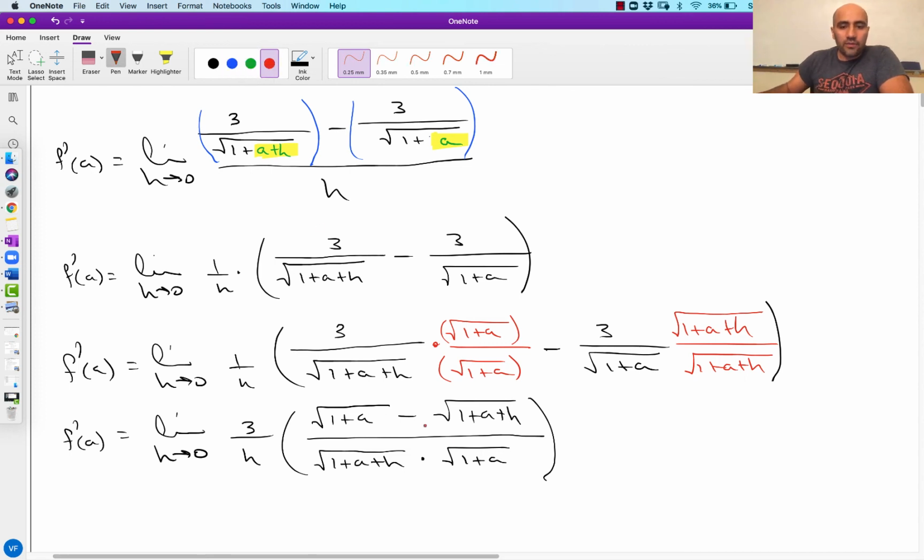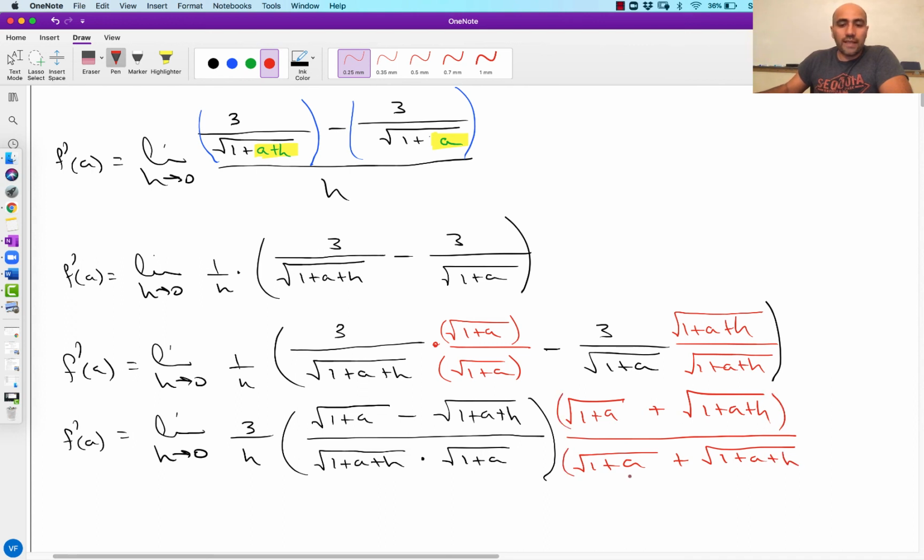So we're going to multiply the numerator and denominator by the square root of 1 plus a, plus the square root of 1 plus a plus h, divided by the square root of 1 plus a plus the square root of 1 plus a plus h. First of all, we're allowed to do this because this is a new version of 1, right? Just like these, they're all 1, so we haven't really changed our fraction.